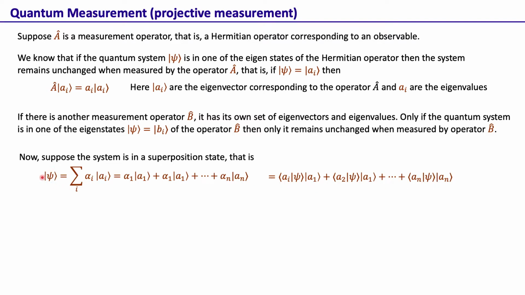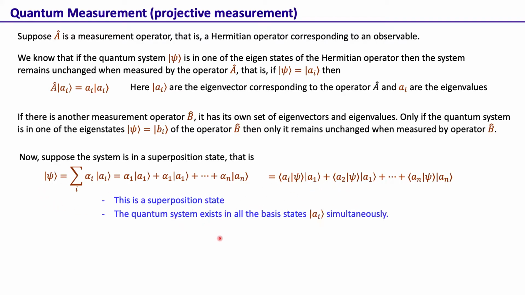This is the state representation in the Ai basis, or in the eigenbasis of the measurement operator A. So of course this is a superposition state. This is not a single eigenket. So that's a superposition state, and the way we interpret this kind of state is that this quantum system exists in all these basis states Ai simultaneously.